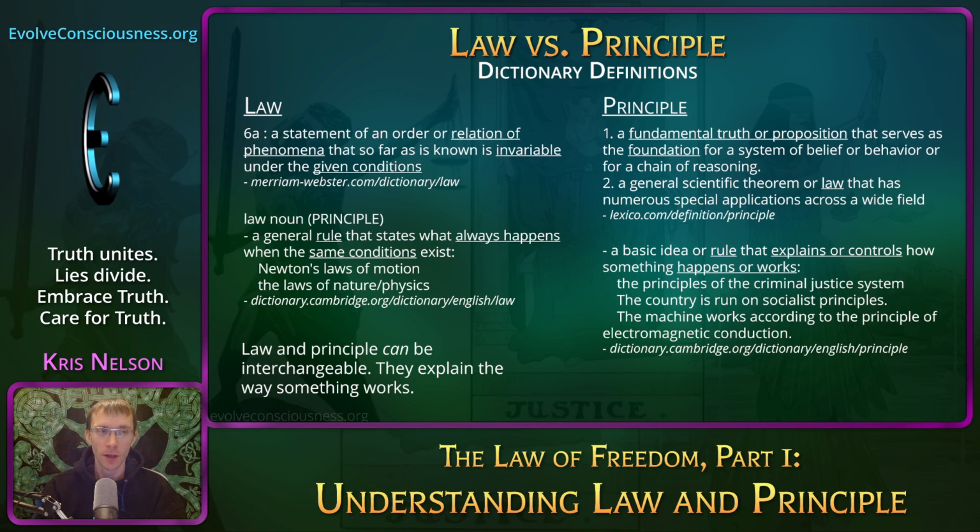So law definition 6A from Merriam-Webster is a statement of an order or relation of phenomena that so far as is known is invariable under the given conditions. And these are going to be some key aspects of the definition, that it relates phenomena, that it's invariable under given conditions, specific conditions, certain conditions, and they produce certain results. Here's another one from the Cambridge Dictionary.